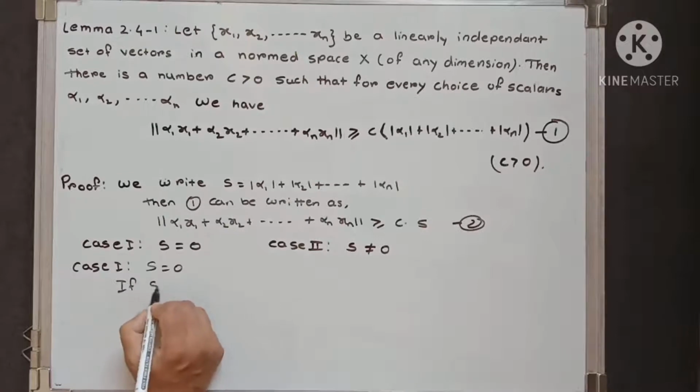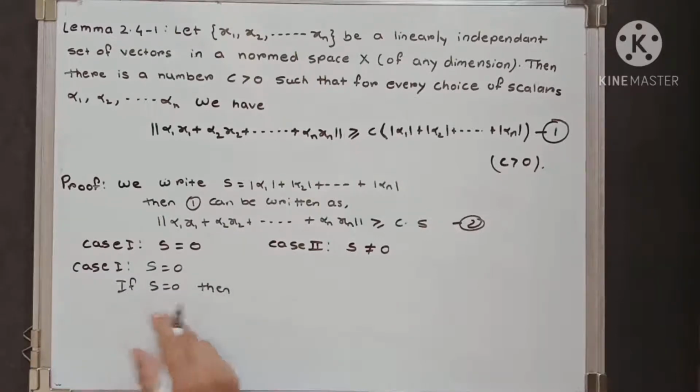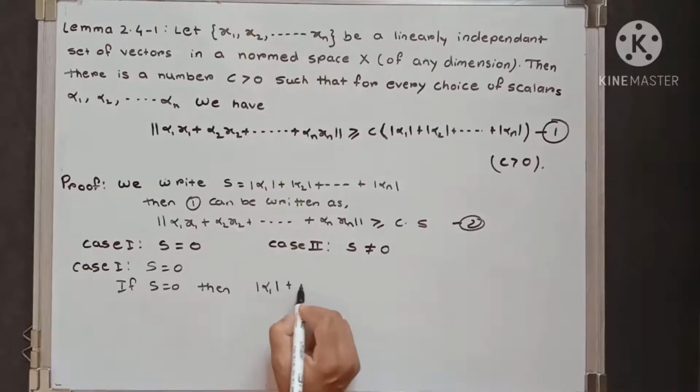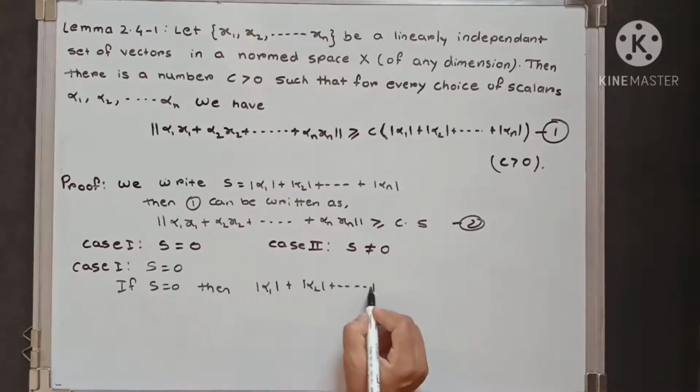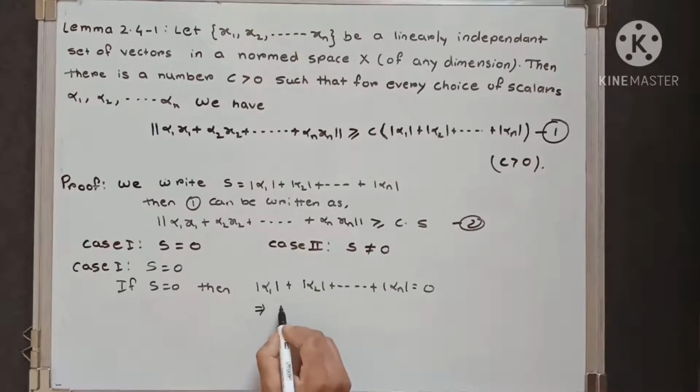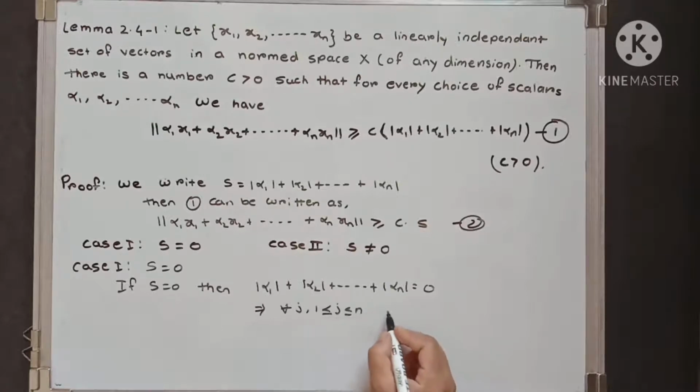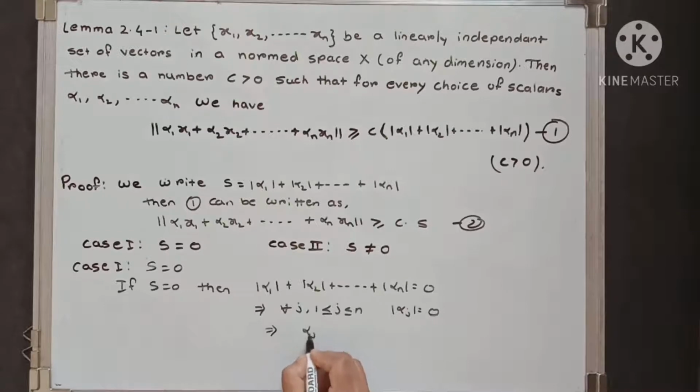If s equals 0, then putting the value of s, we get mod of alpha 1 plus mod of alpha 2 up to mod of alpha n equals 0. This implies that for all j, 1 less than or equal to j less than or equal to n, mod of alpha j equals 0. A sum of non-negative terms equals 0 implies that each term must be 0, and therefore for each j, mod of alpha j equals 0, which implies alpha j equals 0 for all j.